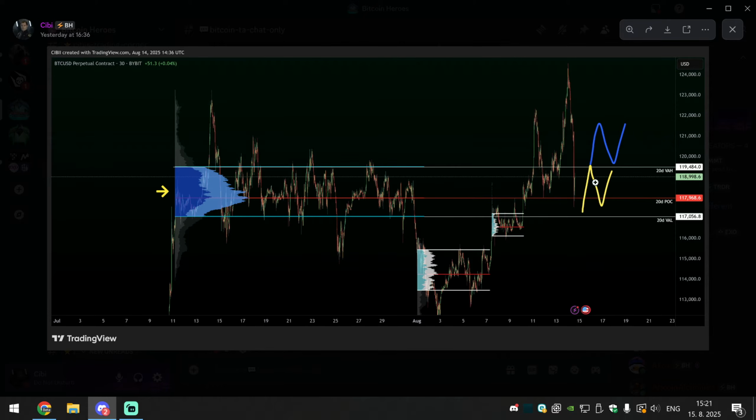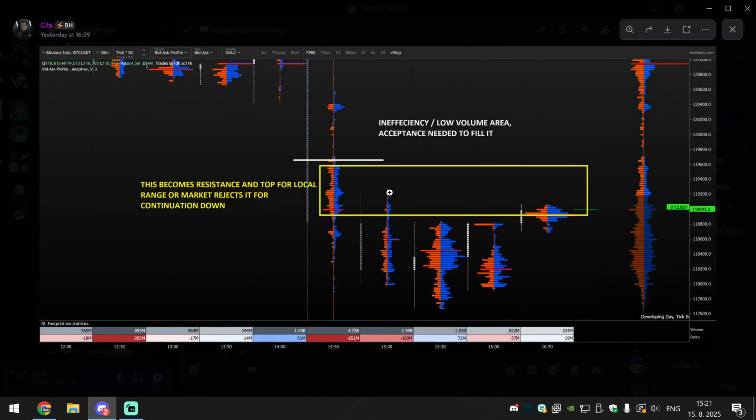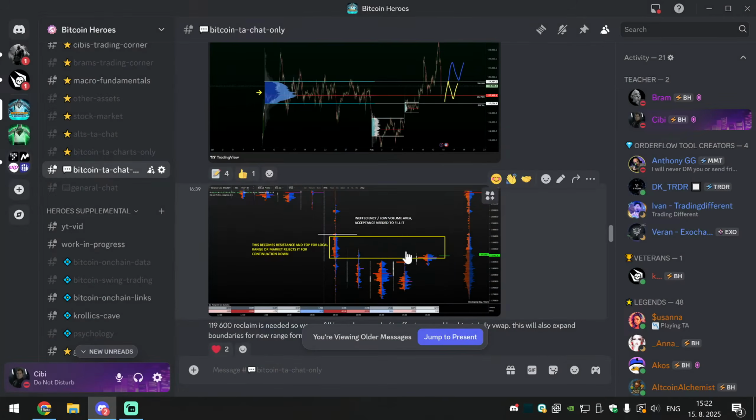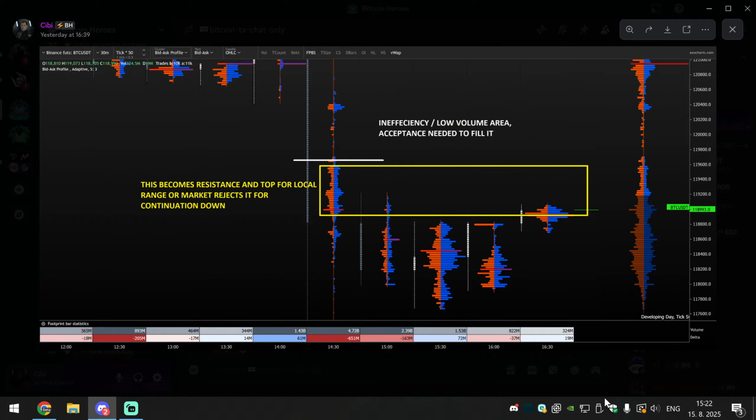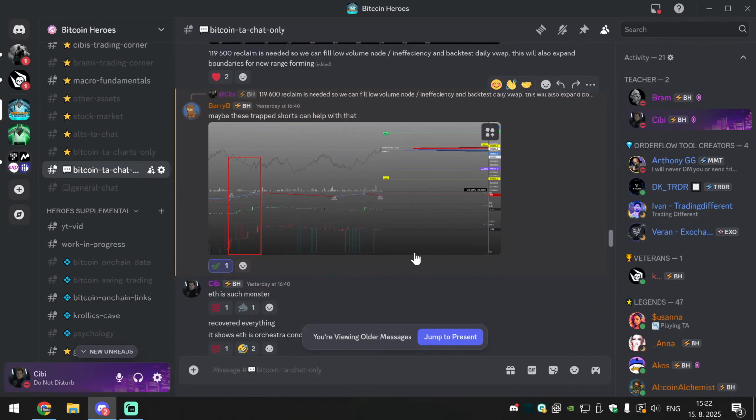Again, we are staying in the yellow scenario for now, because there was no power to get acceptance into the inefficiency, and that's how you should view the market. Again, that's why I showed you that profile on the right. You can see clearly here, almost no volume was traded. So that's how you should be thinking. Your questions shouldn't be only binary, like is this bullish or bearish, but such a level reclaim would unlock more upside. We use that often.